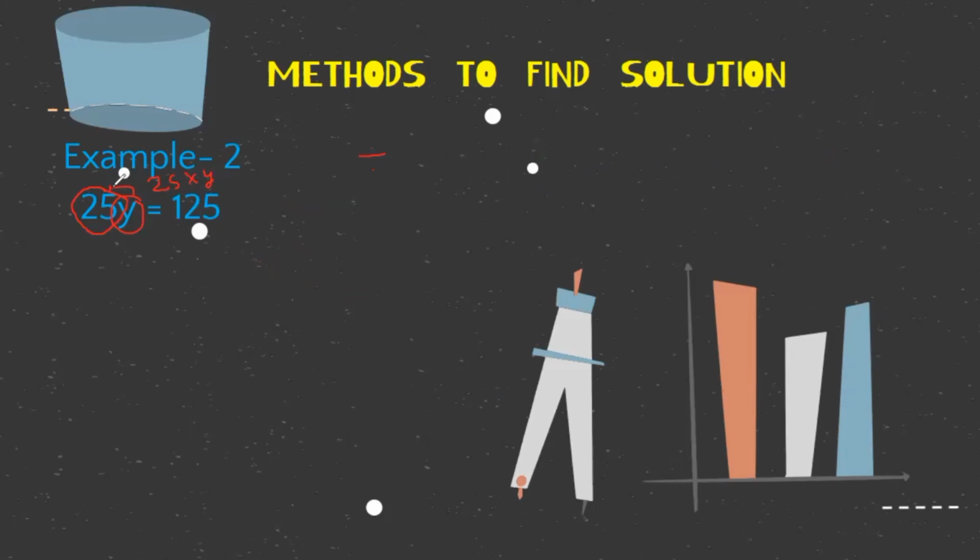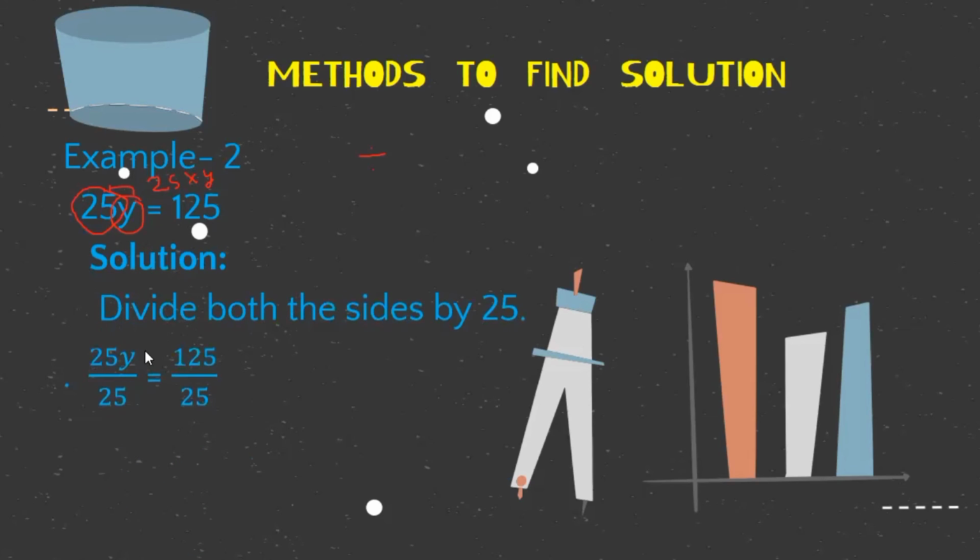In that case, this 25 will be cancelled. Got it? So divide both sides by 25. So 25y upon 25 is equal to 125 upon 25. This 25 and this 25 will be cancelled. The y will be 125 divided by 25, which is 5, because 25 times 5 is 125. So the value of y will be 5. So this is the method to find the solution of an equation. This is the first method.